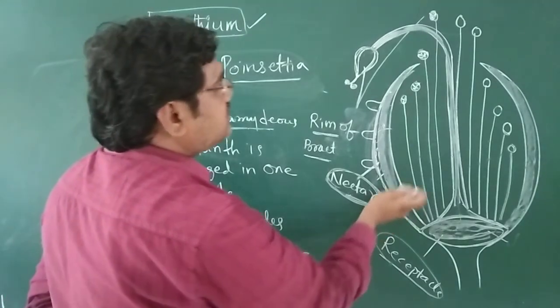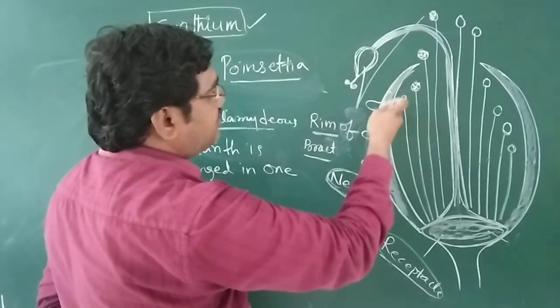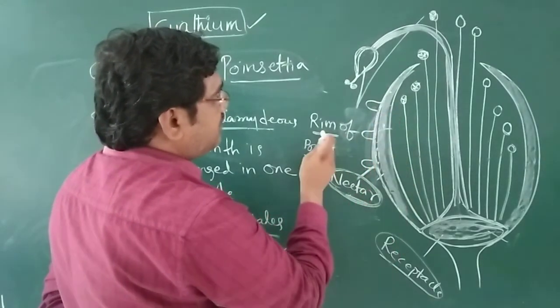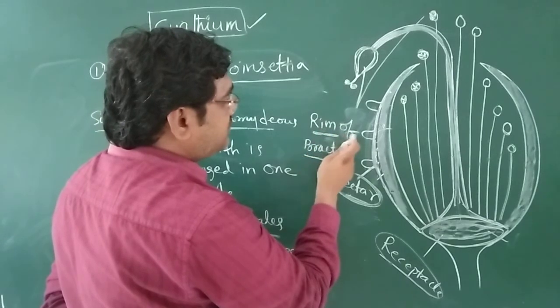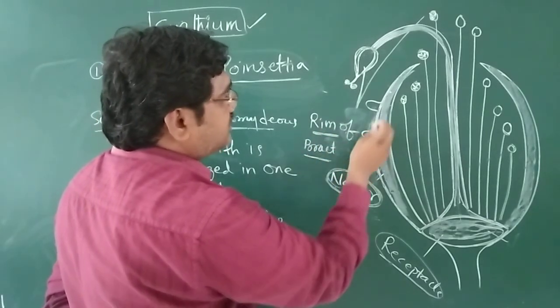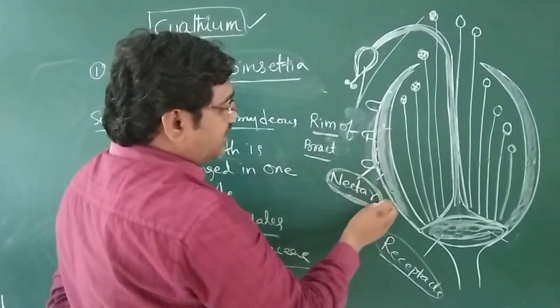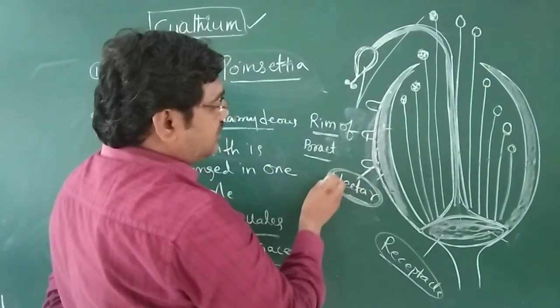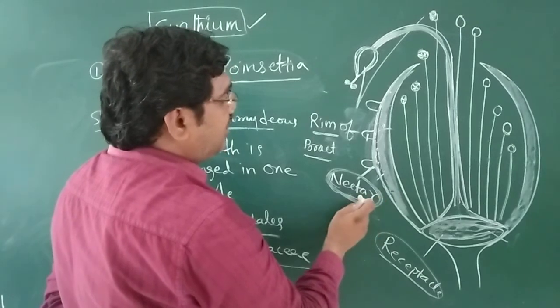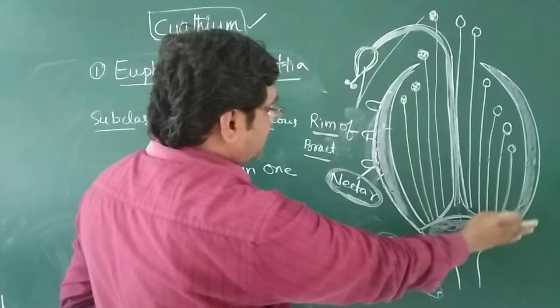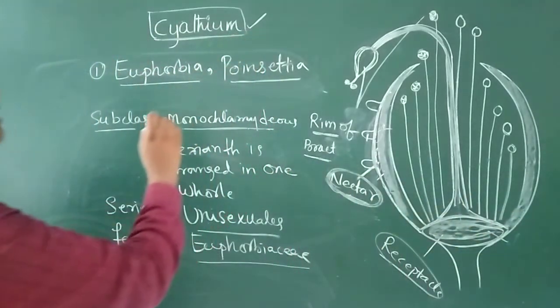Again, around the single female flower, many male flowers are arranged in the monochasial scorpioid cyme. Next, on the rim of the involucre bract, we observe nectar glands, and these nectar glands secrete nectar. Okay? So this is the complete structure of the Cyathium inflorescence.